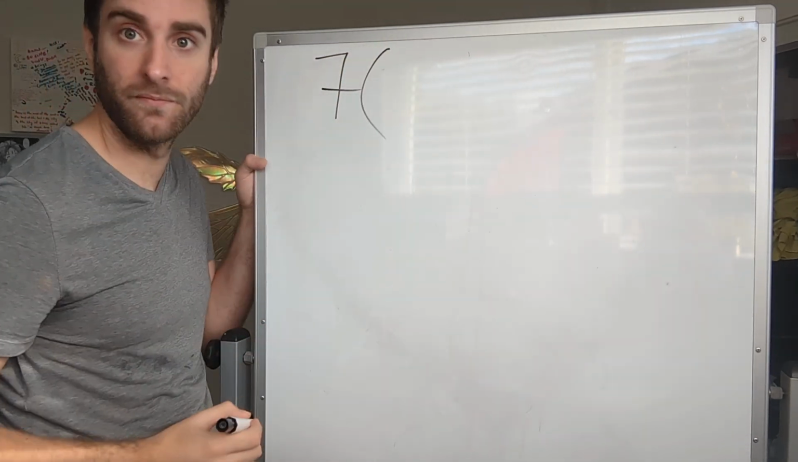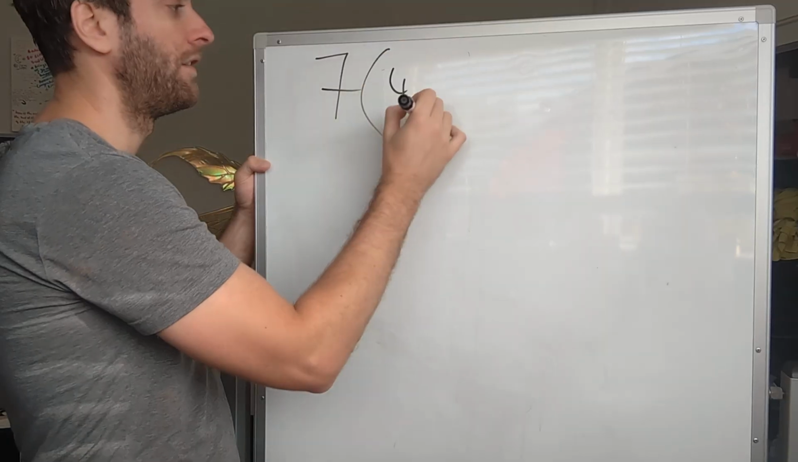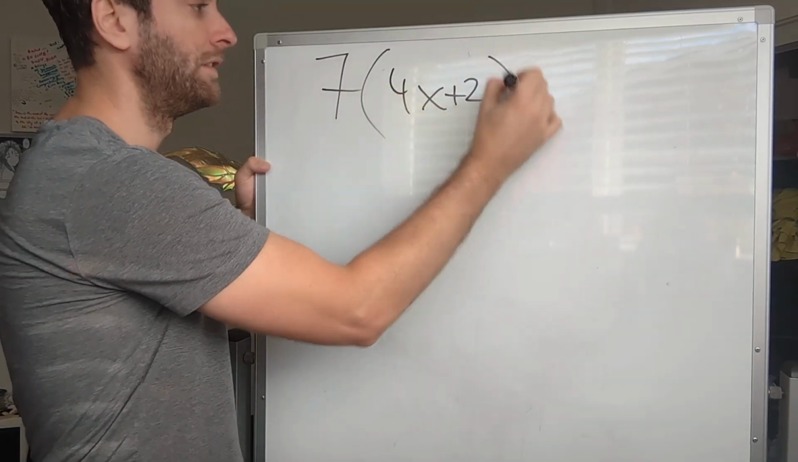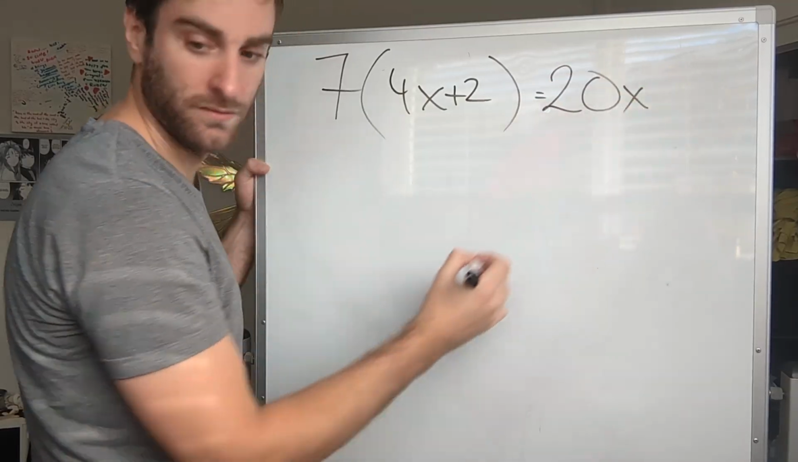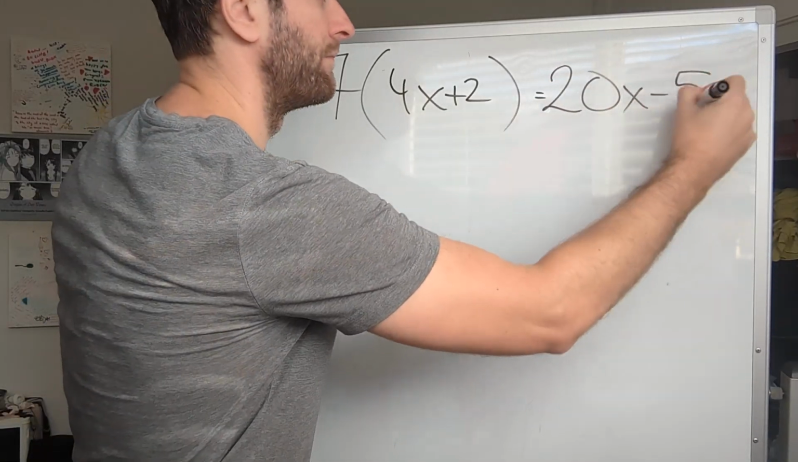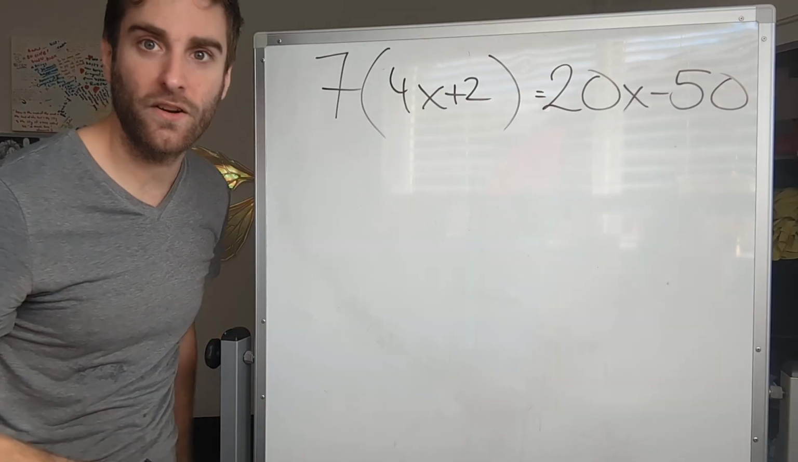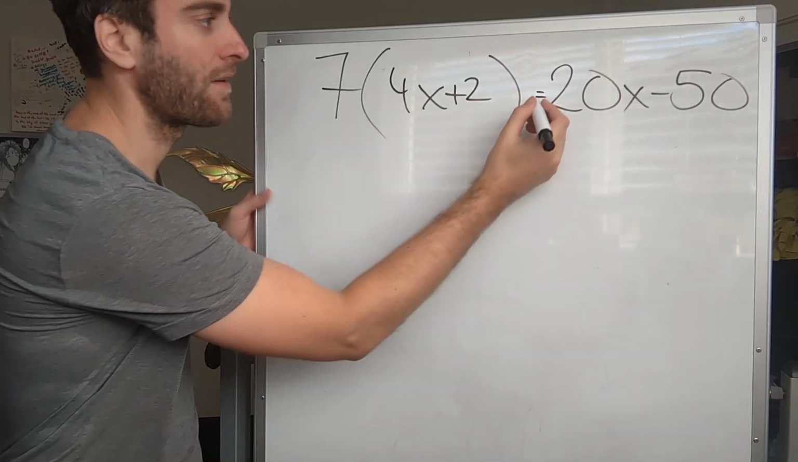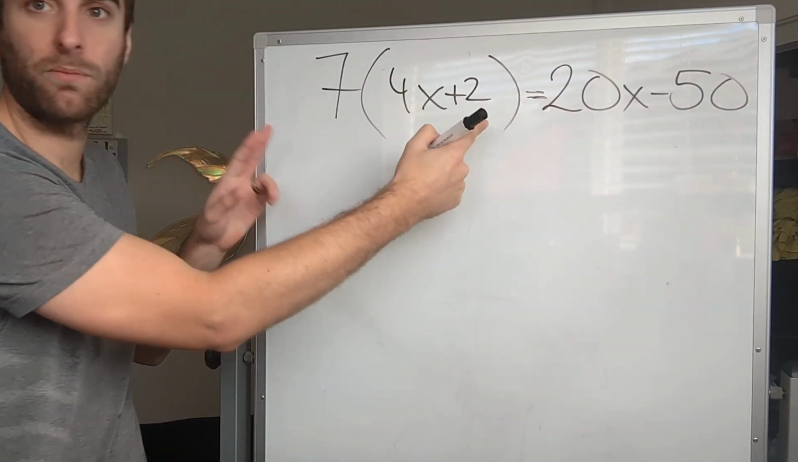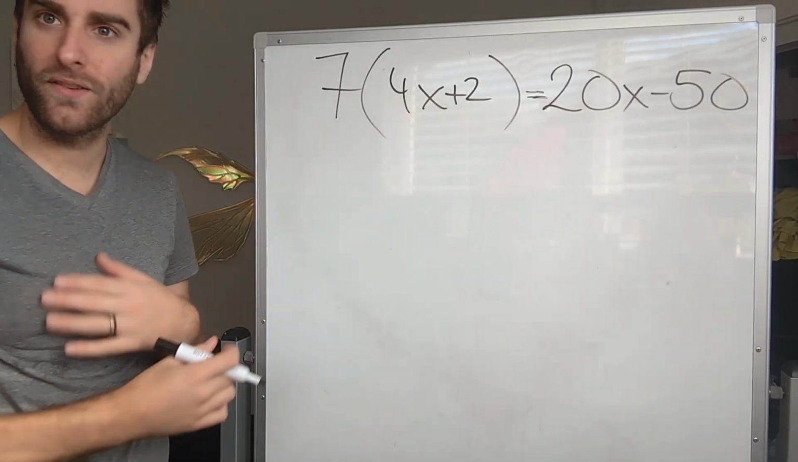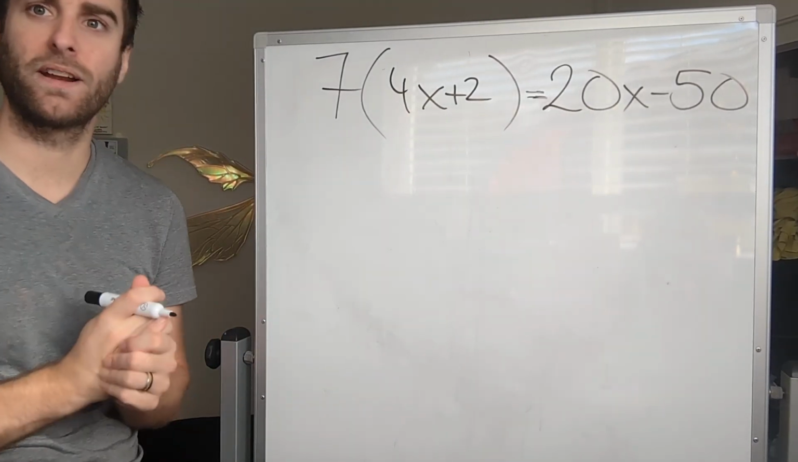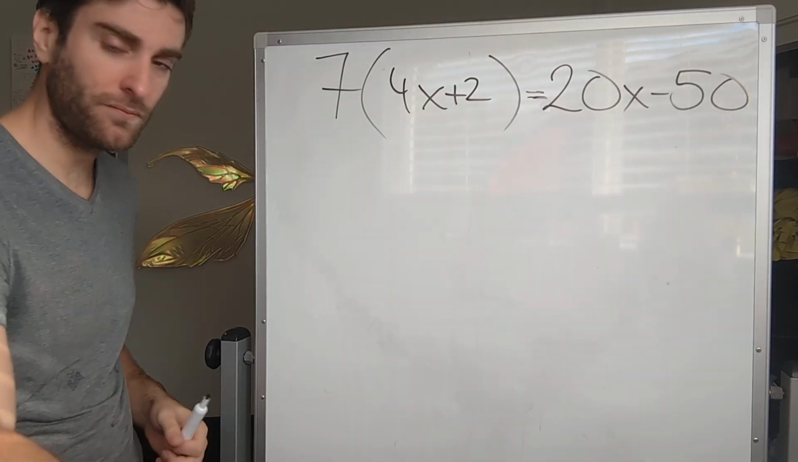7 times 4x plus 2 equals 20x minus 50. Okay, so there's our equation. Write this down. Okay, we've got our parentheses here. We've got variables on both sides. We've got 20x here. We've got this 4x here inside the parentheses. Let's break it down step by step.